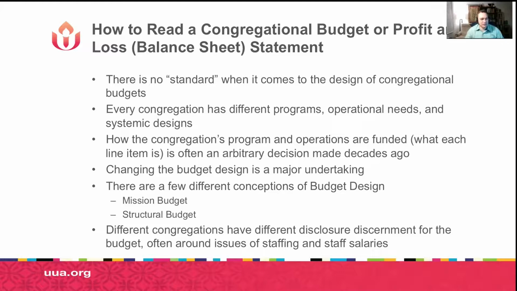Now, I named what a mission budget is. There are 2 major kinds of budgets that actively exist in UU congregations. The most common one is called a structural budget. And a structural budget really defines the congregation based upon its structure. So an example of it would be you have an RE committee, and the RE committee has a budget. You have a congregational staff, and the congregational staff has a budget section. You know, budget line items for each staff position, a subcategory for the professional expenses for each staff position.